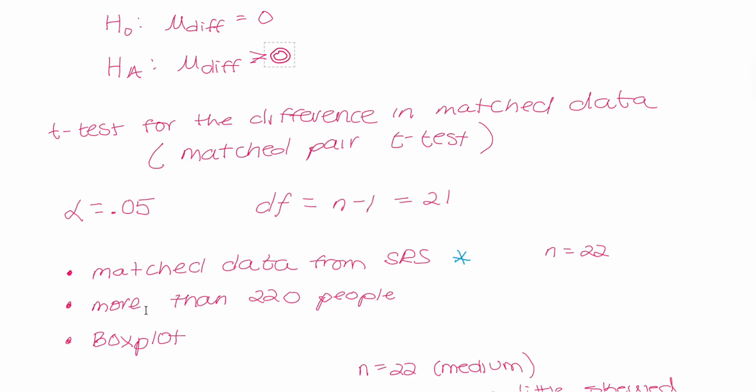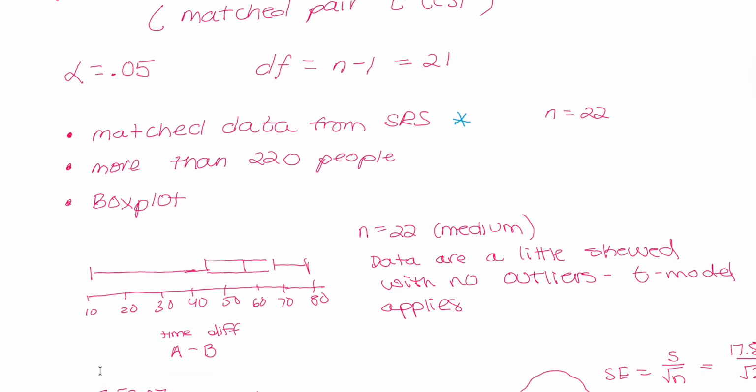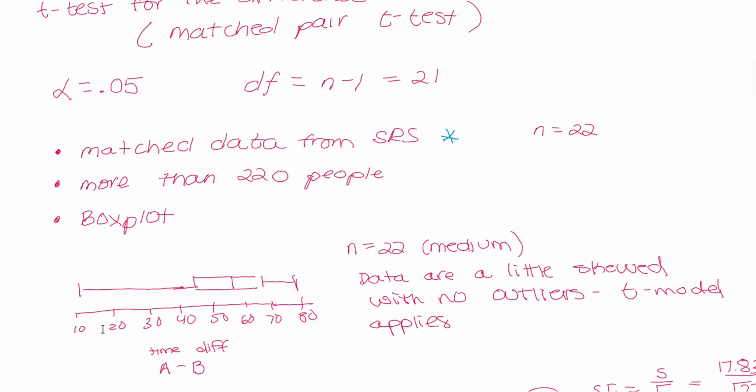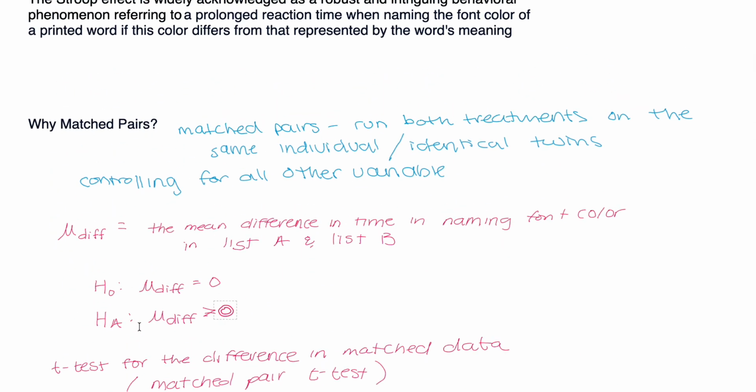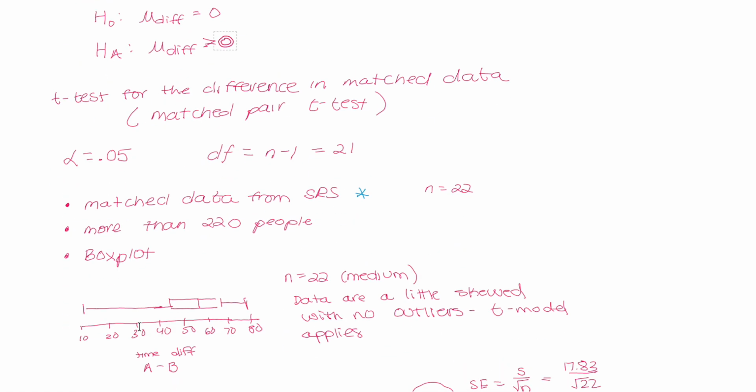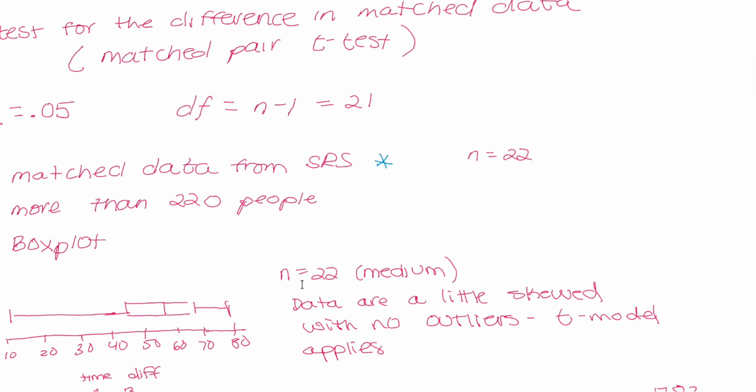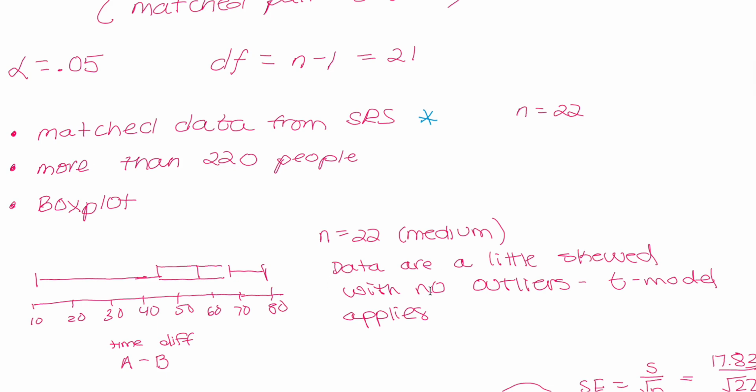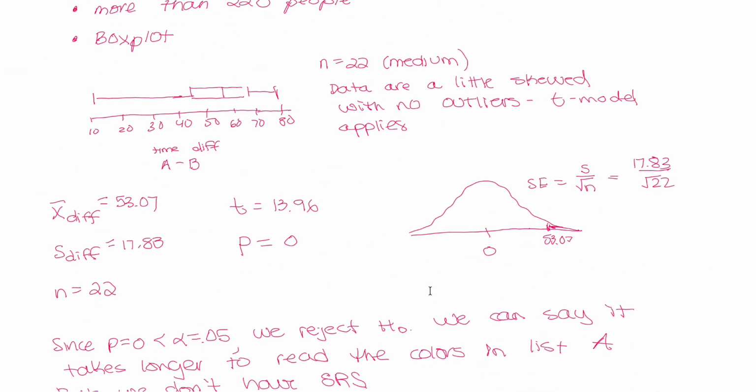And then we're going to create our box plot. What I did for this box plot is type all of the data collected from the class into my calculator, hit graph box plot, and it generates a box plot for me. If you hit trace, you can also get the 5-point summary data. And don't forget to label the x-axis. This will be the time difference, which is A minus B. N is equal to 22, which is the median. And the data are a little skewed with no outliers. Therefore, the t-model applies.